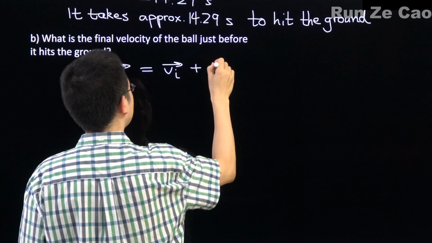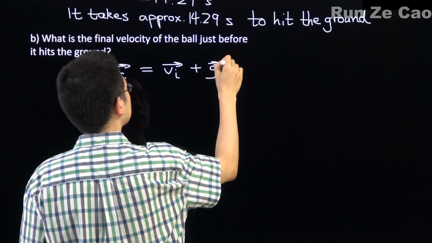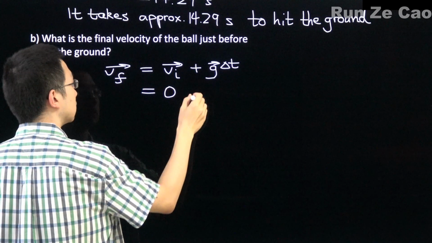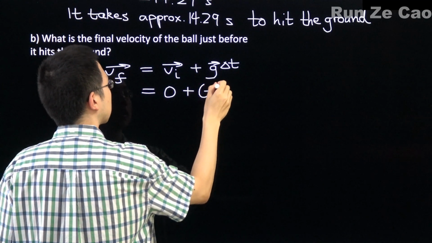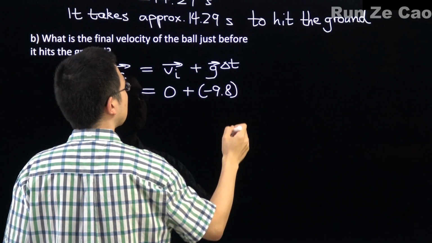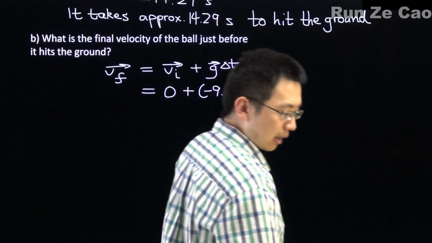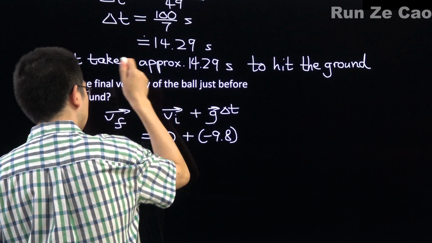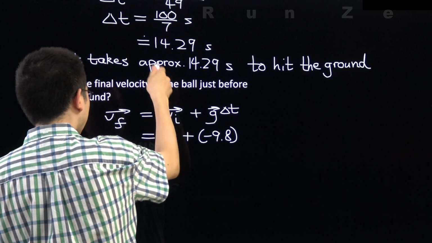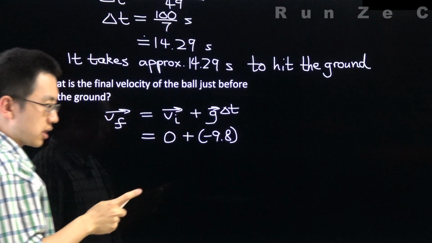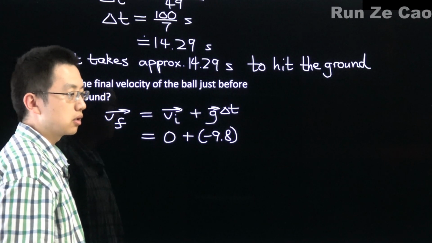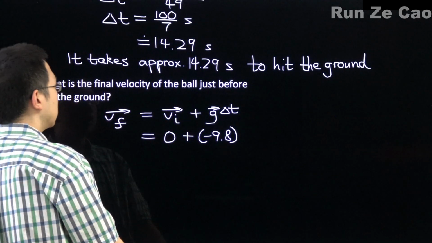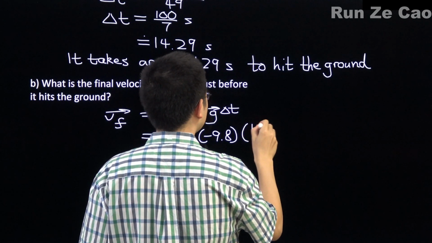Plus g delta t, which is equal to 0 plus negative 9.8 times time. Now, when you round, you should not use that for your next step, usually. In some areas, it's okay, but usually you're supposed to keep at least a few more digits when you round, or better yet, just keep the fractions outright.